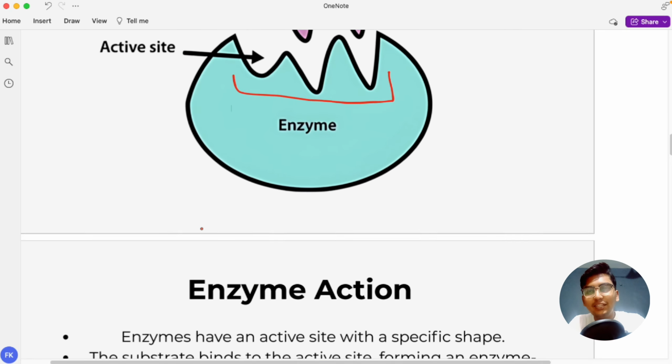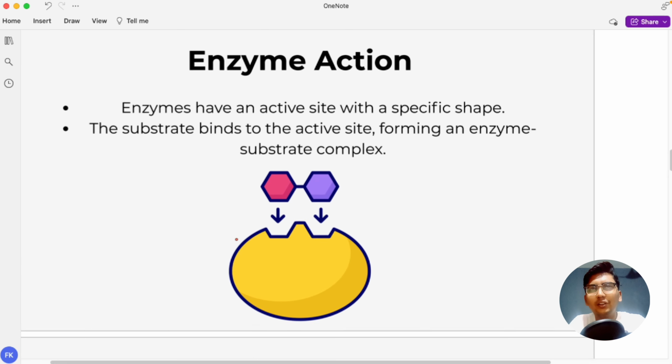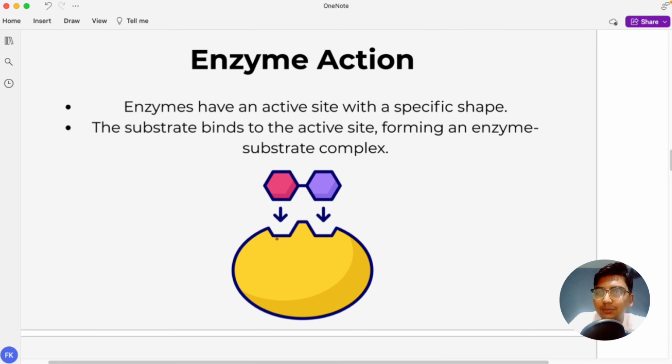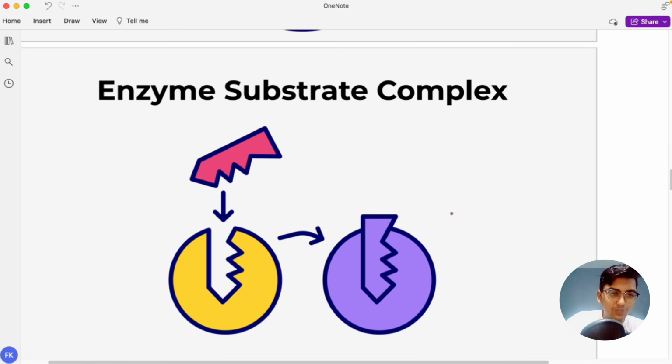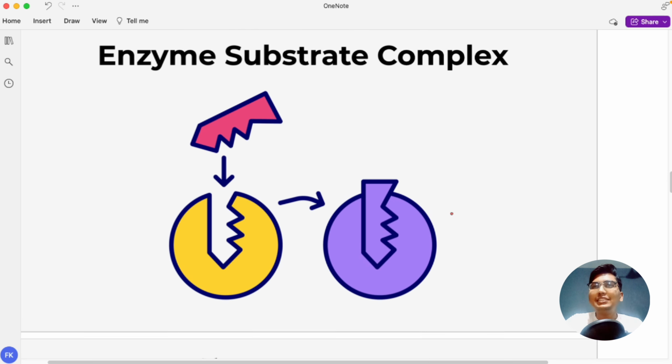So let's look at how an enzyme actually works. An enzyme has an active site. So this is the active site. In this active site, the substrate binds to form an enzyme substrate complex. In the next diagram, you can see it very carefully. As you can see, the substrate and the enzyme have complementary shapes, so they fit with one another, right?